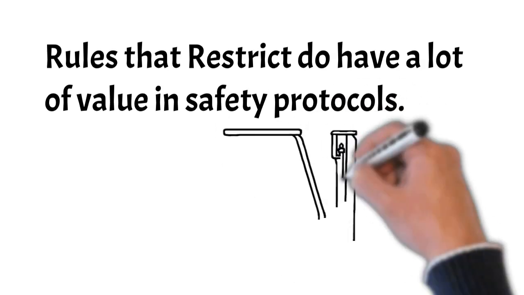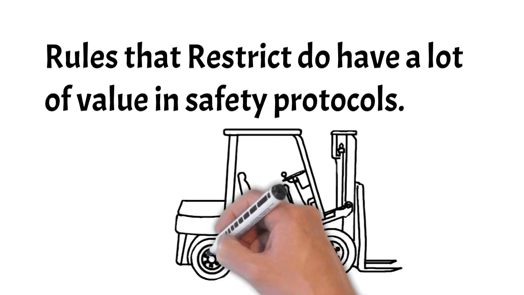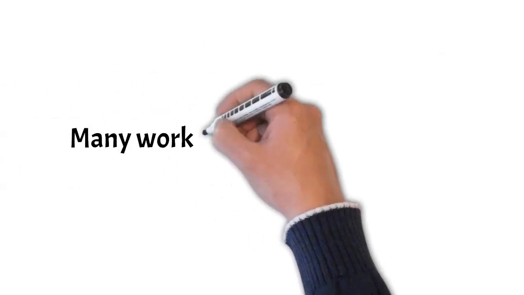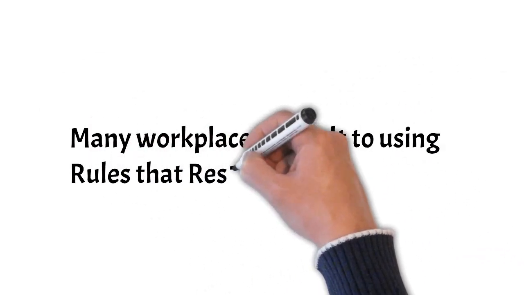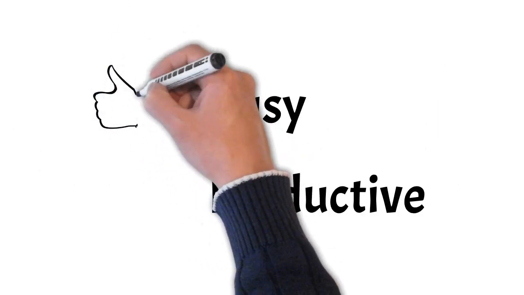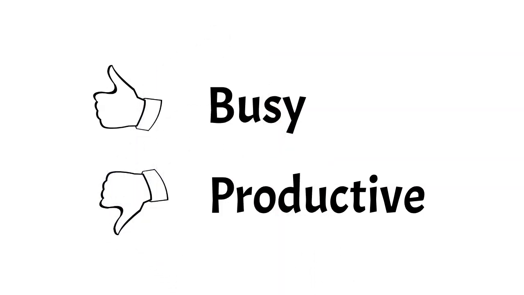However, rules that restrict do have a lot of value in certain situations, such as safety protocols. You can only use the equipment this way. There can only be one person on the machine, etc. The challenge is with many workplaces unknowingly defaulting to using rules that restrict as their underlying philosophy in all of their rules. Often, this creates a workplace that prioritizes looking busy over being productive.